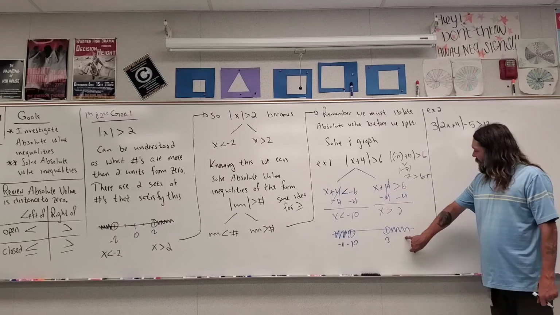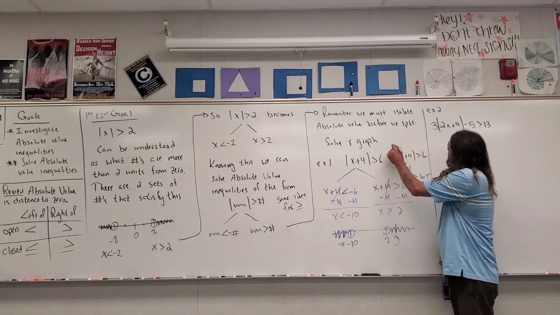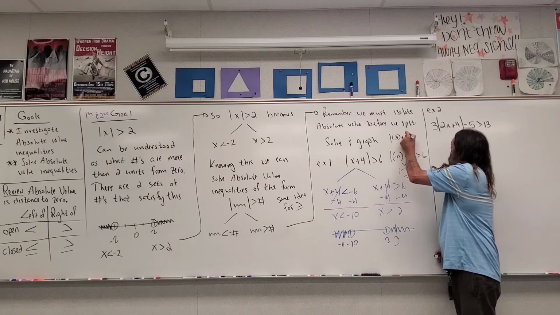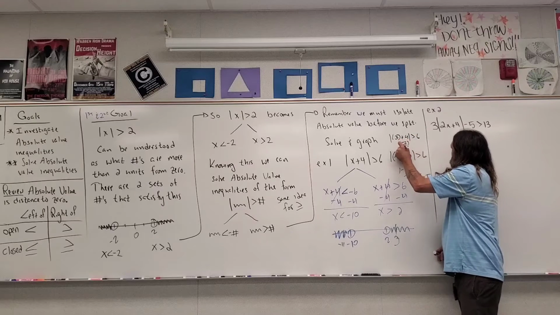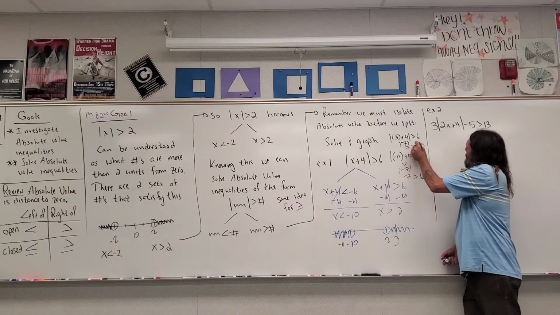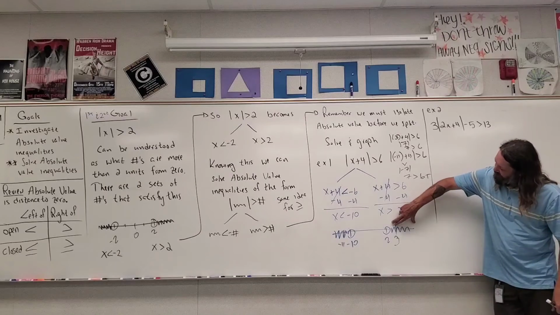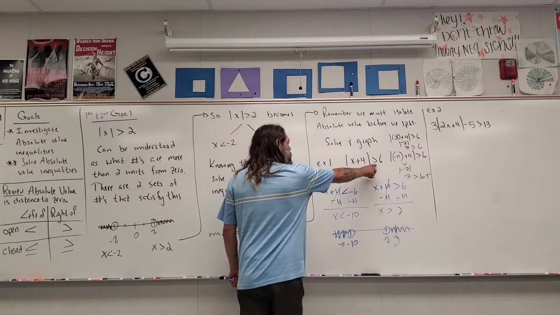Same thing on this side. If I was to pick, say, the number 3, if I plugged in 3, I would have the absolute value of 3 plus 4, right of 6. That becomes the absolute value of 7, which becomes 7, and now I'm back to where I was before. And again, any number in this shaded region would be a solution. So the numbers in the shaded area are the solution to this absolute value inequality.